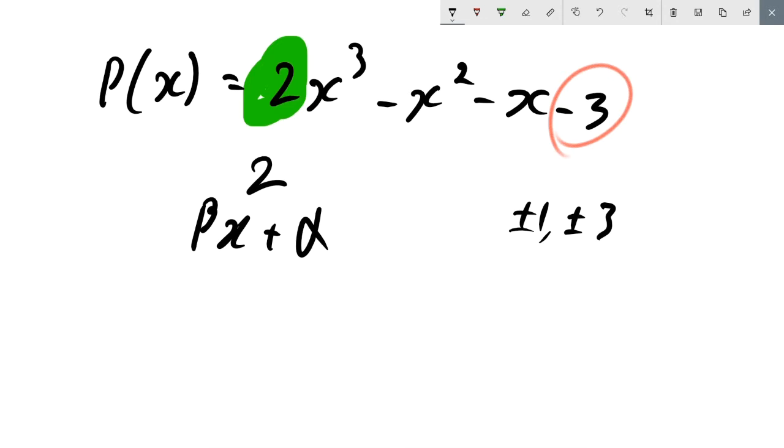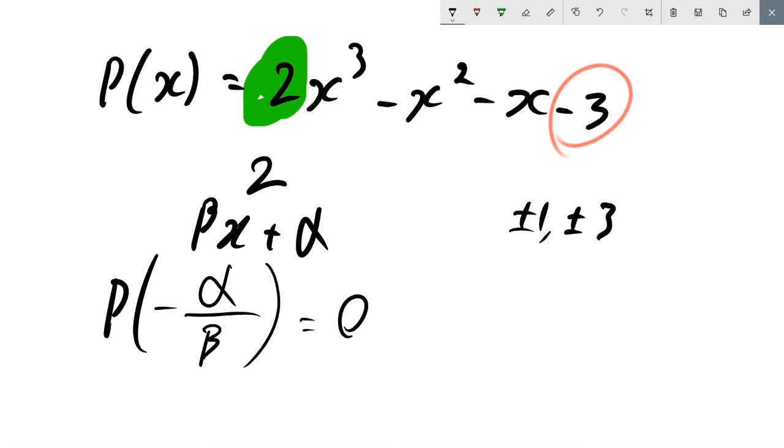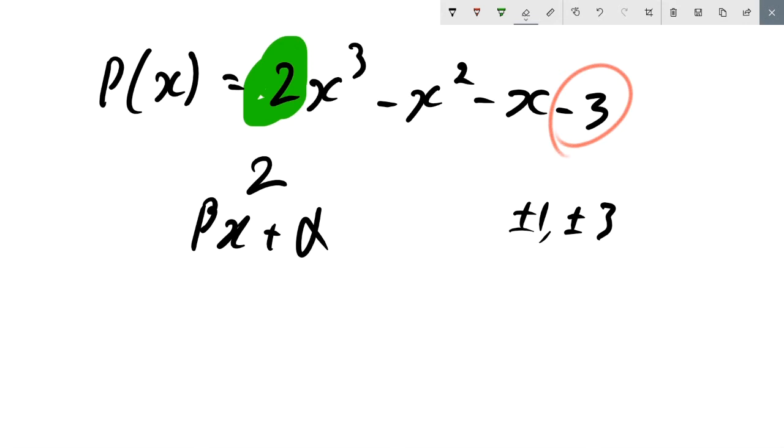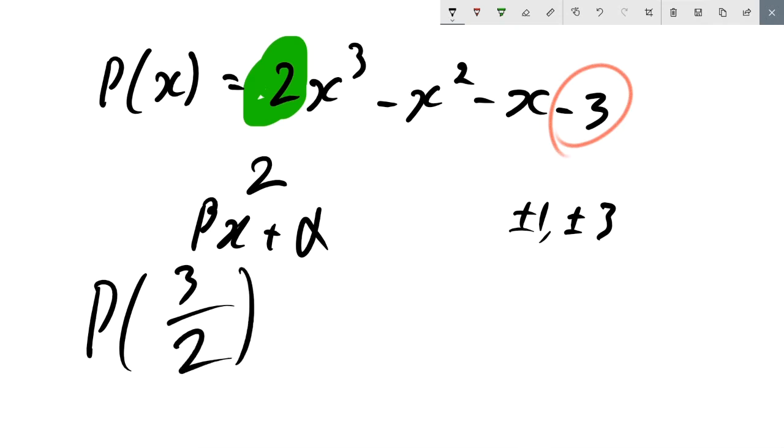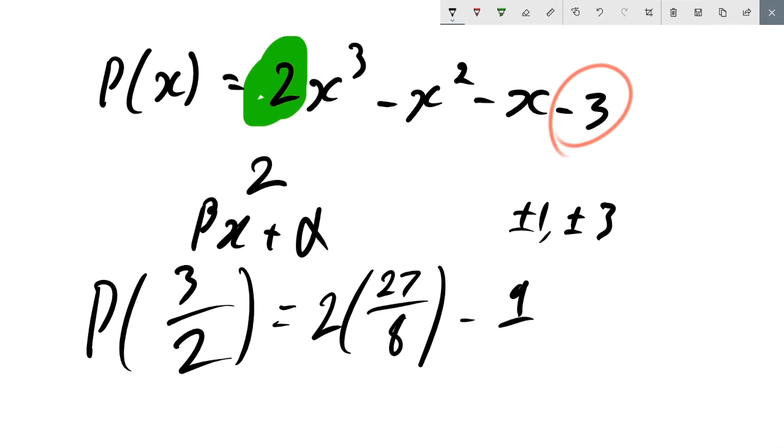So if this is a factor here, p of negative alpha over beta has to equal 0. We just have to find our alpha value now that we know that beta is 2. We can try alpha being 1 and alpha being 3, and because I already know the answer, I'm just going to check it once. So I know that p of 3 over 2 is going to be the answer. So we can sub this in. We're going to have 2 lots of, I'm going to expand it now, 27 over 8 minus 9 over 4 minus 3 over 2 minus 3.